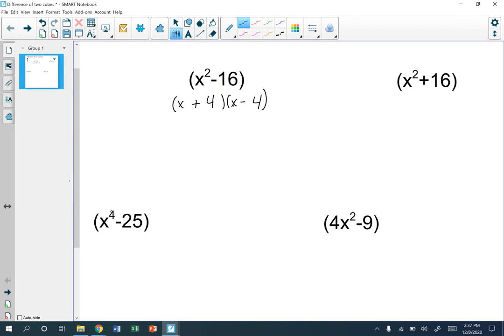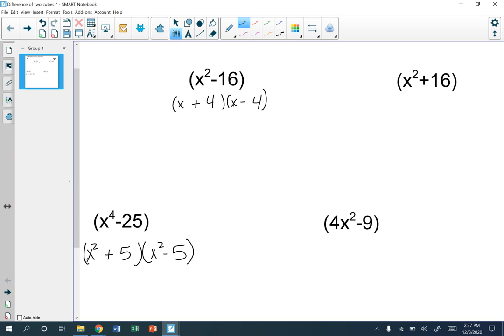Okay, so what I'm going to do, we'll start with x to the 4th minus 25. How would we split this up? Well, x squared and x squared, right? And then I would go 5 and 5. Now, to get to my negative 25, I need one positive and one negative. Those are conjugates, so I'm going to have no middle term.